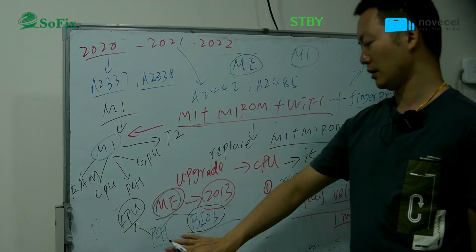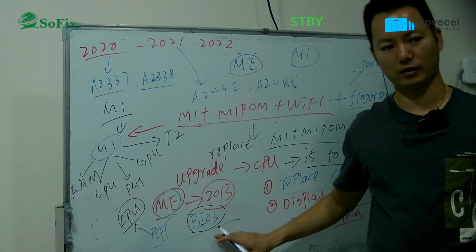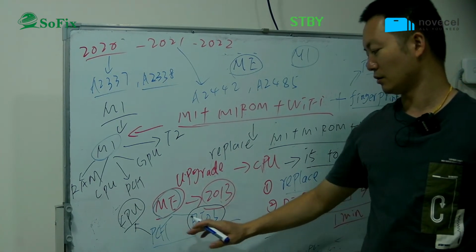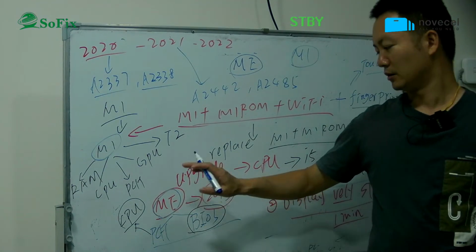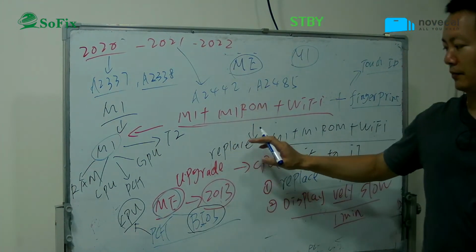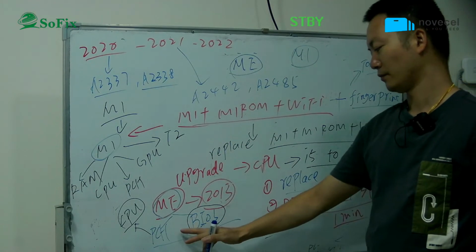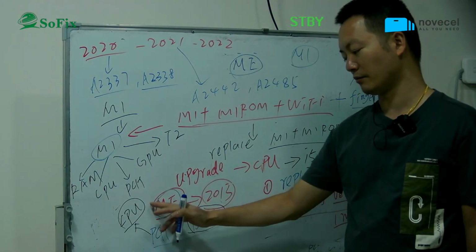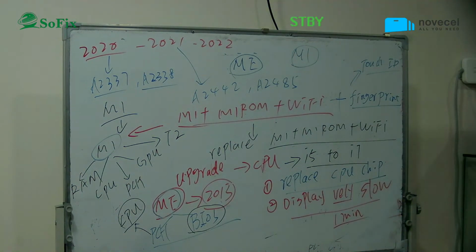One side in the PCH, other side in the BIOS data. Okay, so you only replace the CPU, change the CPU, but the BIOS data ME no change, so the display is very slow. You must write the original BIOS data, then you change the ME, then it can display normal. Understand?